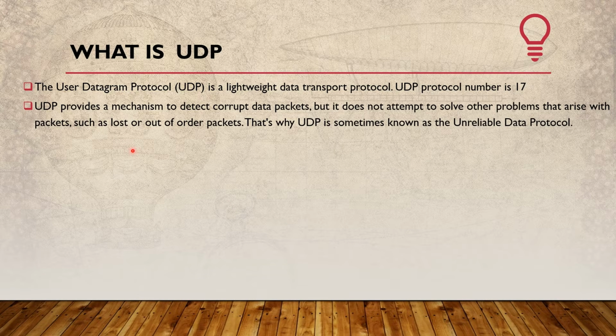UDP provides a mechanism to detect corrupted data, but it does not attempt to solve the problems that arise with packets, such as out of order packets. That's why sometimes we call UDP an unreliable data protocol. For example, if any data is lost, we will come to know that data got lost, but it will not resend it in UDP, whereas TCP will resend the data. It will detect errors and correct them also. That is the main advantage of TCP. Whereas UDP is a lightweight protocol, so faster transmission will happen, but sometimes we call it unreliable also.